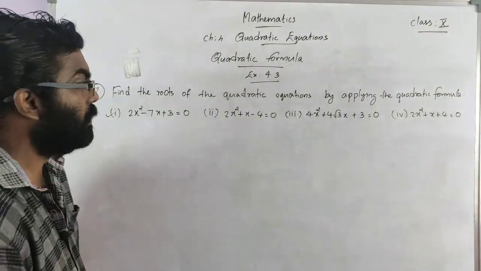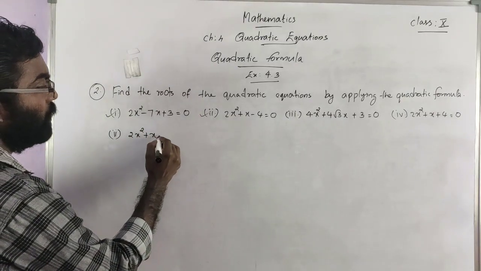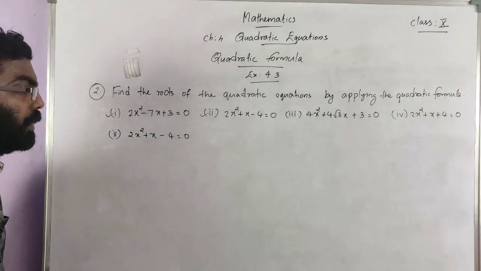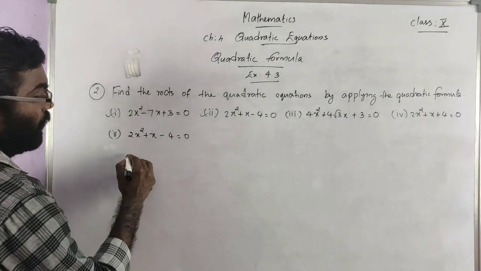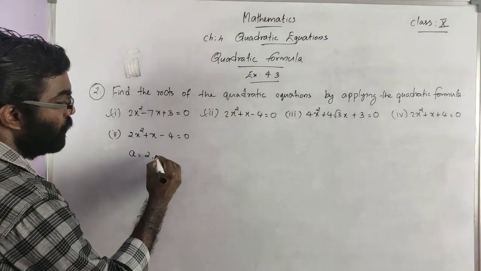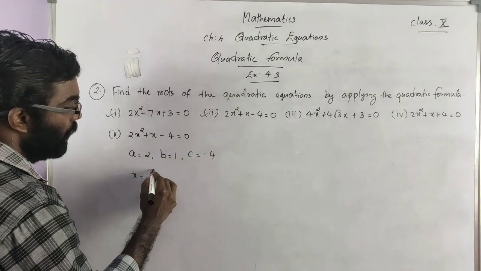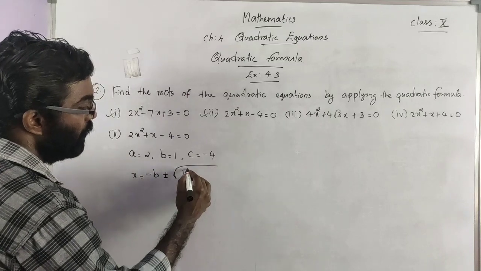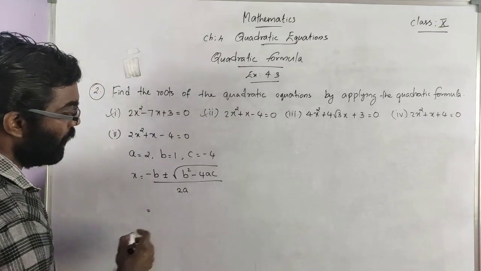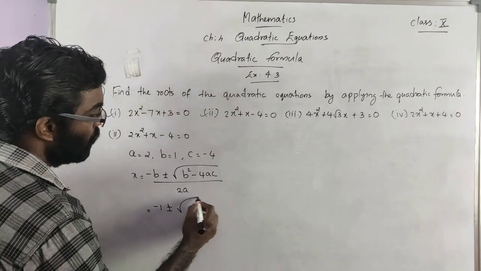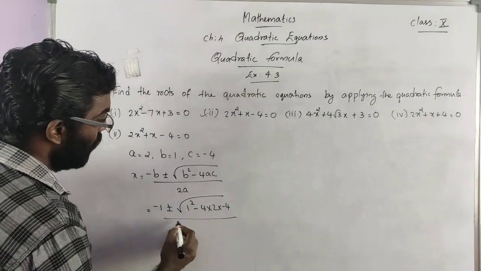Now consider the second one. 2x² + x − 4 = 0. Here also we can compare it with the standard form, ax² + bx + c = 0, and we can write the values of a, b, c. a is equal to 2, b is equal to 1, c is equal to −4. x equals −b plus or minus square root of b² − 4ac, whole divided by 2a. We can substitute the values. −1 plus or minus root of 1² − 4 into 2 into −4, divided by 2 into 2.